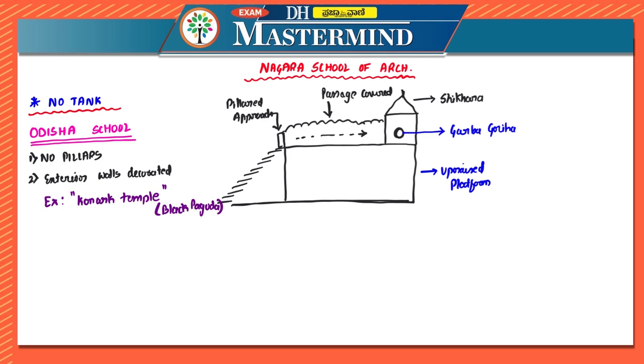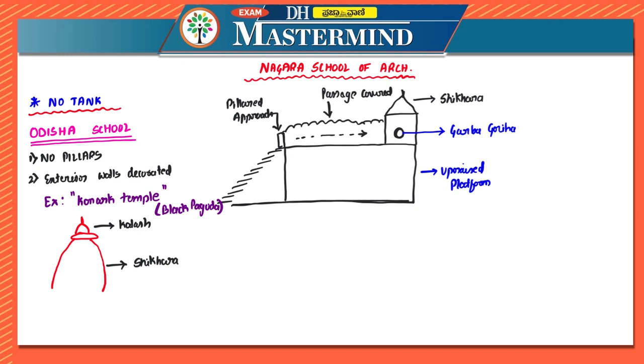Then you have Jagannath temple in Puri, and then you have Lingaraja temple. So these are Odisha school. Now in case of Odisha school, this Shikhara which we had seen before rises almost vertically till the top, when it suddenly curves sharply. You have this over here, and on top you have Kalash.